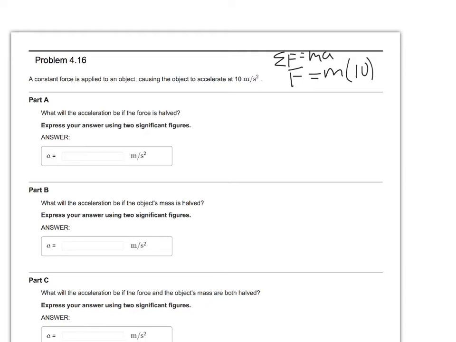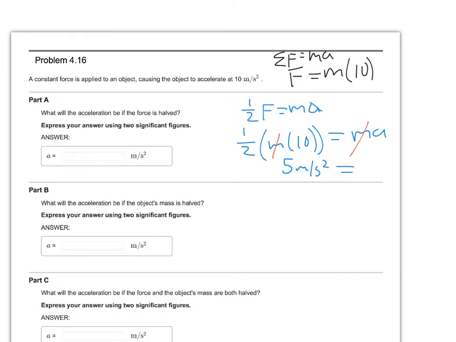My new situation for part A, what will the acceleration be if the force is halved? So I can say that's going to be 1/2 F equals ma, okay? And then I'm just going to substitute in this force here into this equation. And so I can say 1/2 times m times 10 equals ma. My m's cancel out here, and so I find that my acceleration is just 5 meters per second squared, half of my original. Answering to 2 sig figs, it would be 5.0 meters per second squared.